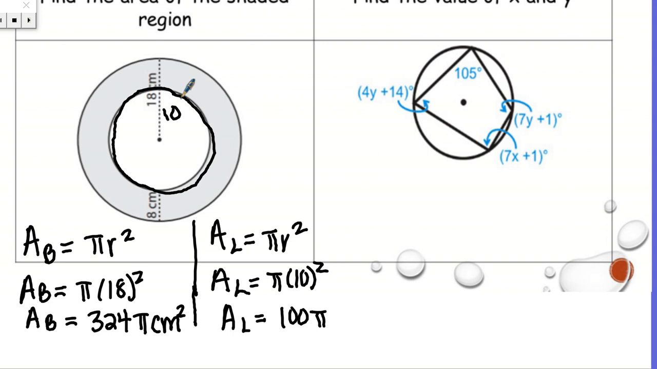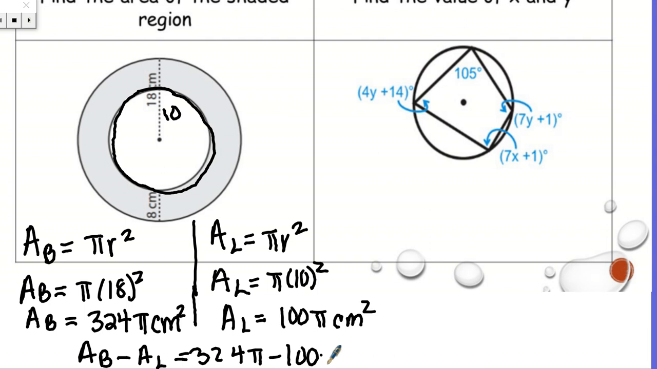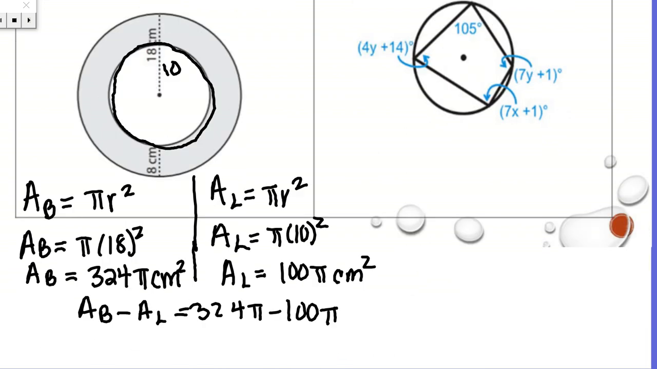And then I want to get the shaded region, so I do the area of the big circle minus the area of the little circle, which is going to be 324 pi minus 100 pi, centimeters squared. Okay, guys, don't forget to put the pi's on here. So the area that's left over is 224 pi, and it's going to be centimeters squared. All right, you're done with that one.